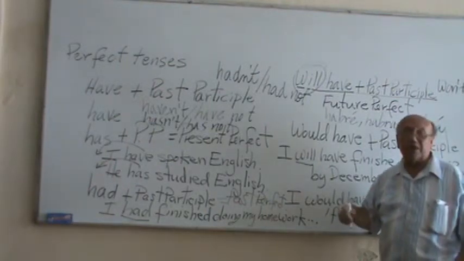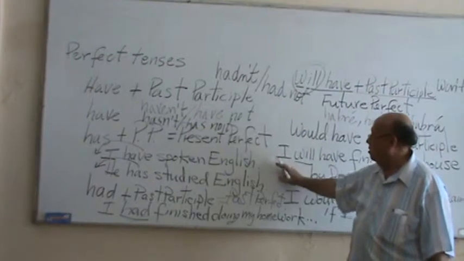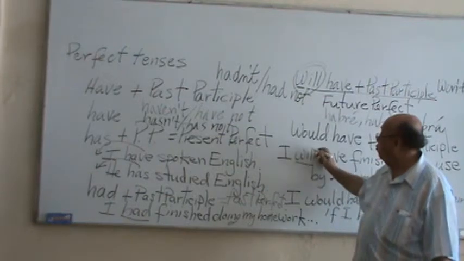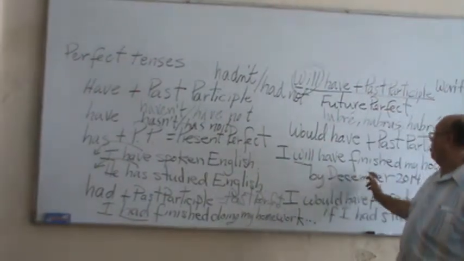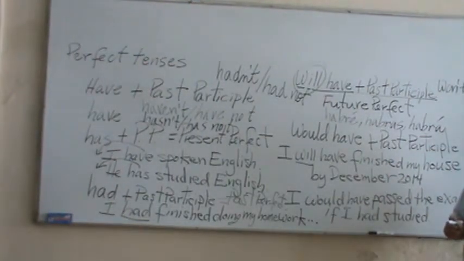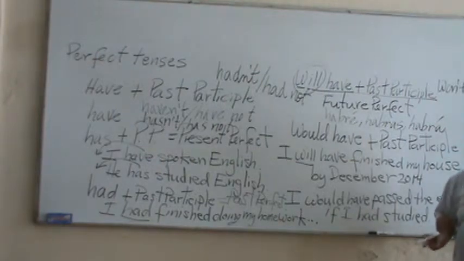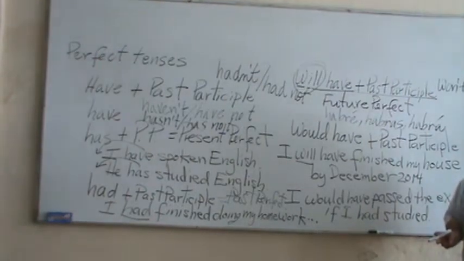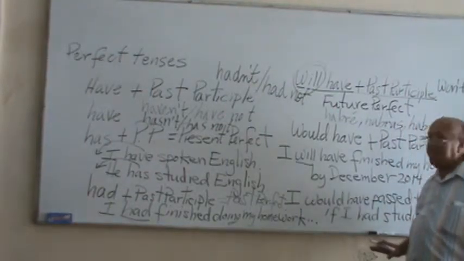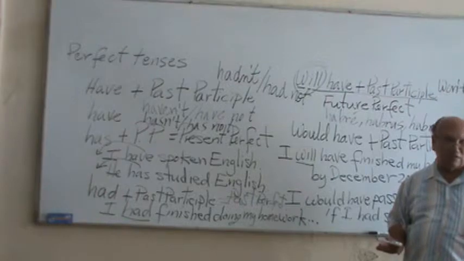If I want to make a question, I have to put the will here. I have to invert it. Will, and then I. Will I have finished my house by December 2014? Okay? Will I have? Or will you have learned English by next year? ¿Habrás aprendido inglés para el próximo año? Okay? So now, let's continue with the next structure.